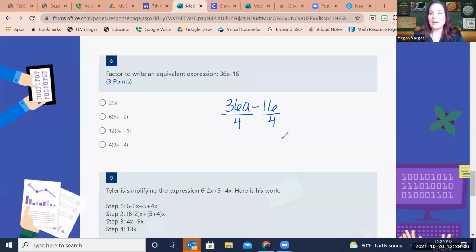When we write it out in factored form, the number we divide by goes on the outside. And then the answer to our division problems go on the inside. So 36a divided by 4 is 9a. And minus 16 divided by 4 is 4.